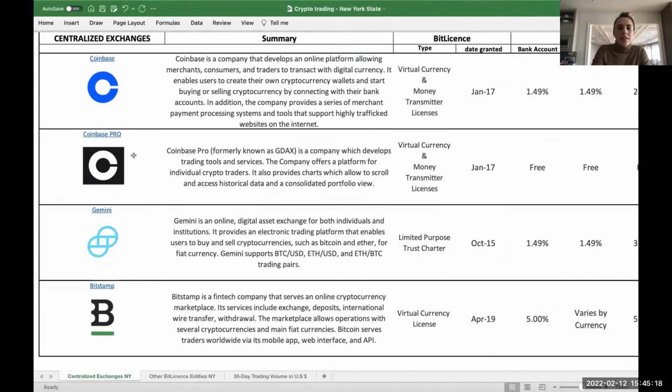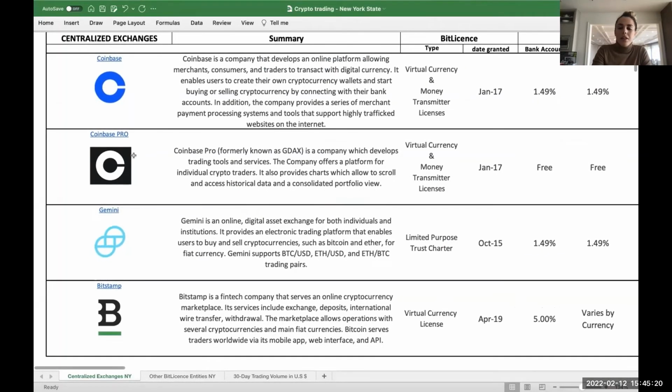Now I'm going to move to my Excel document, which you can find on the Stony Finance Lab site.